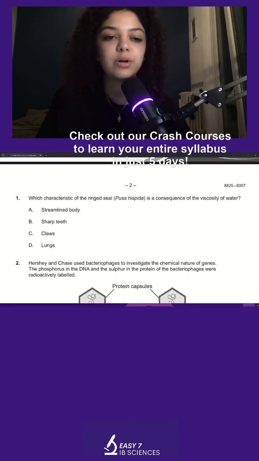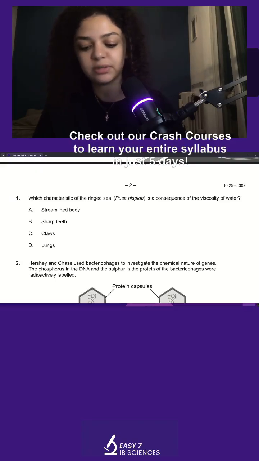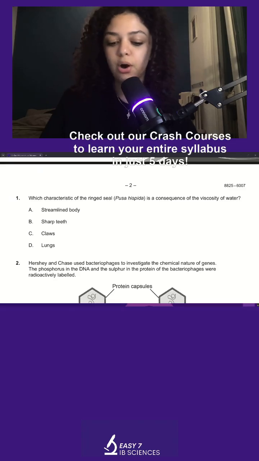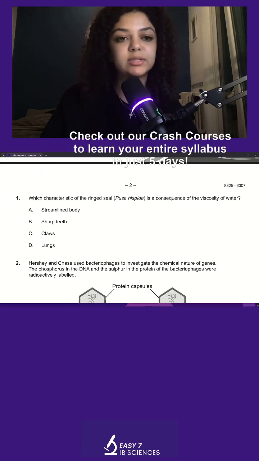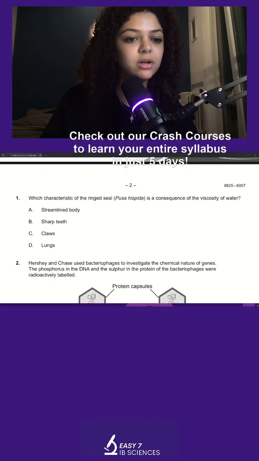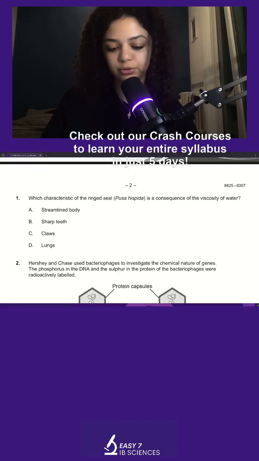You also need to know, according to the new syllabus, the viscosity and the density of water and how specifically the ring seal and the black-throated bird are able to adapt. And very good. Does anyone know what viscosity means? Good job, guys. Everyone's saying A. I'm very, very proud of you. That is the perfect answer.